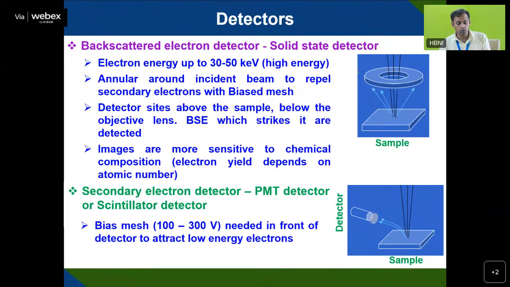So the images are more sensitive to chemical composition. The electron yield depends on the atomic number, so based on that, the images are sensitive to chemical composition and you can identify it. If you have a secondary electron detector, that is mostly a PMT detector or scintillator detector, and a bias mask of 100 volt to 300 volt is needed in front of the detector to attract the low energy electrons. So to attract those low energy electrons, you need a bias in front of the detector.